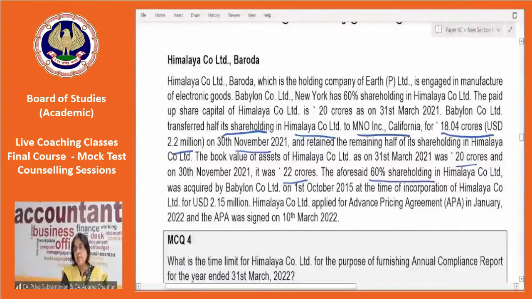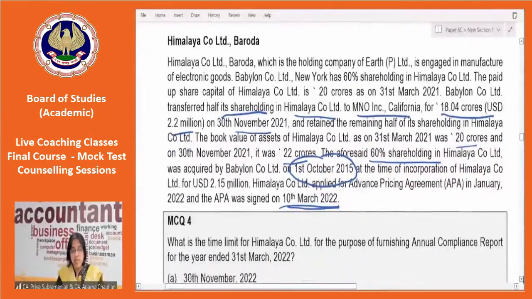The aforesaid 60% shareholding in Himalaya Company Limited was acquired by Babylon Company Limited on 1st October 2005 at the time of incorporation for US dollar 2.15 million. Himalaya Company Limited applied for advance pricing agreement in January 2002 and the APA was signed on 10th March 2000.